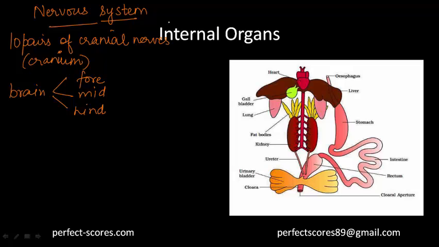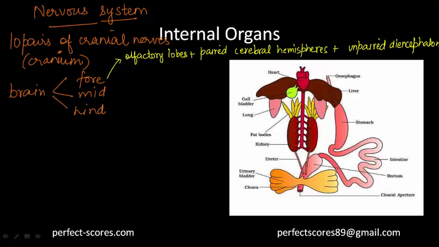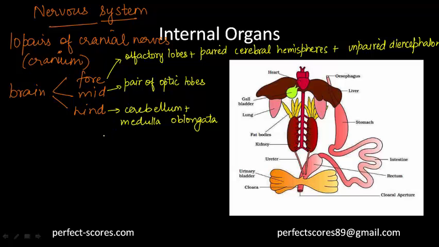The forebrain includes the olfactory lobes, paired cerebral hemispheres, and unpaired diencephalon. The midbrain has a pair of optic lobes. The hindbrain consists of the cerebellum and the medulla oblongata. An important thing about the medulla oblongata is that it passes through the foramen magnum. So let me write it here, foramen magnum. And then it continues into the spinal cord, which is enclosed within the vertebral column.